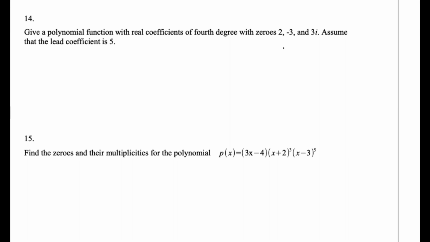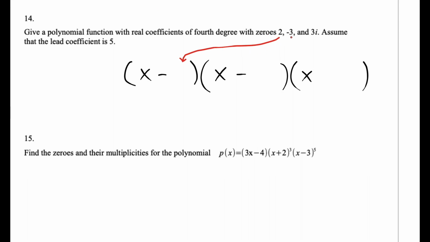With that concept in mind, I can construct a polynomial which has these zeros by creating 3 factors here. And then I'll just simply plug the zeros that they want into the factors. So put a 2 here, and a -3 here, and a 3i there.